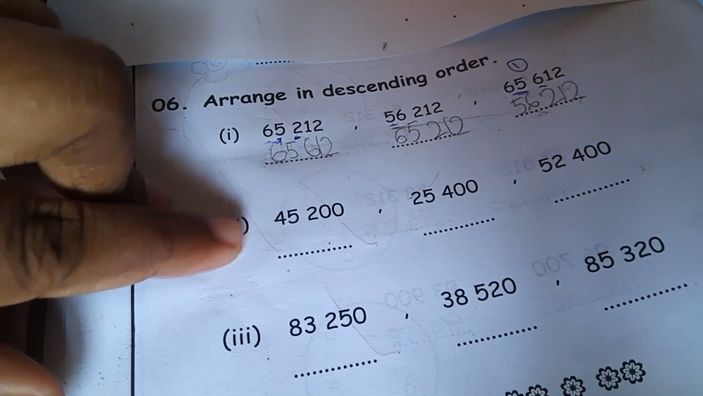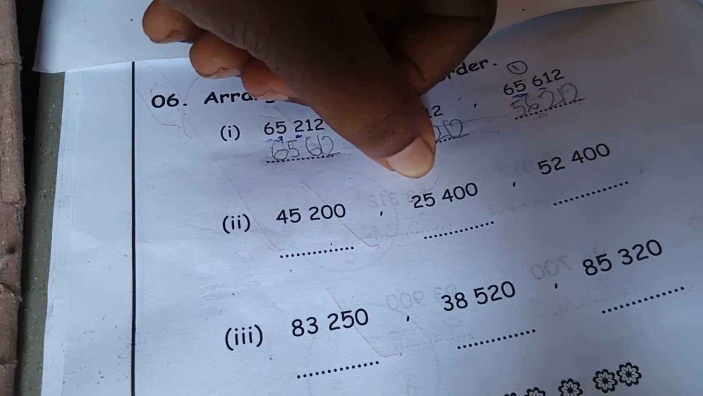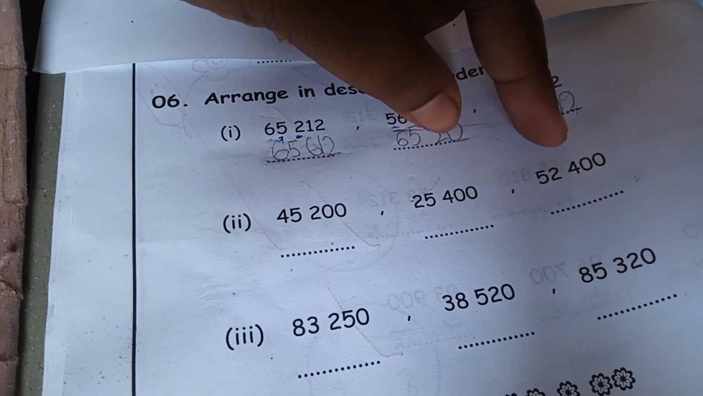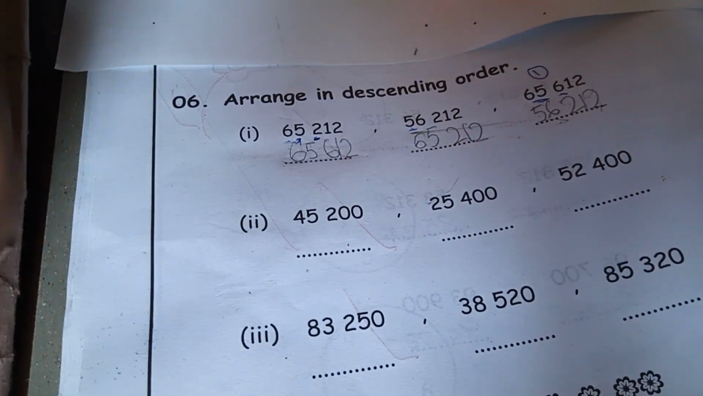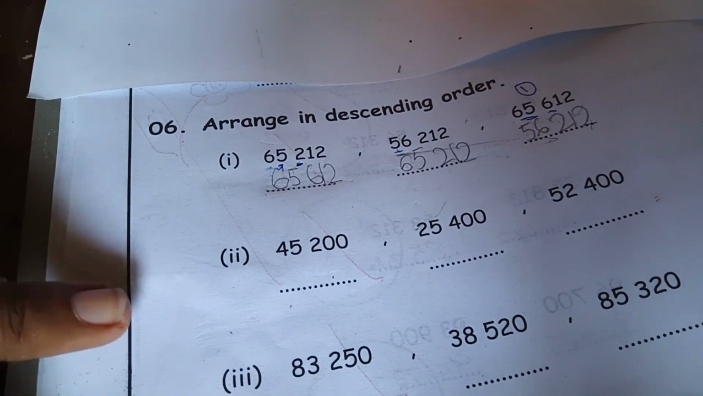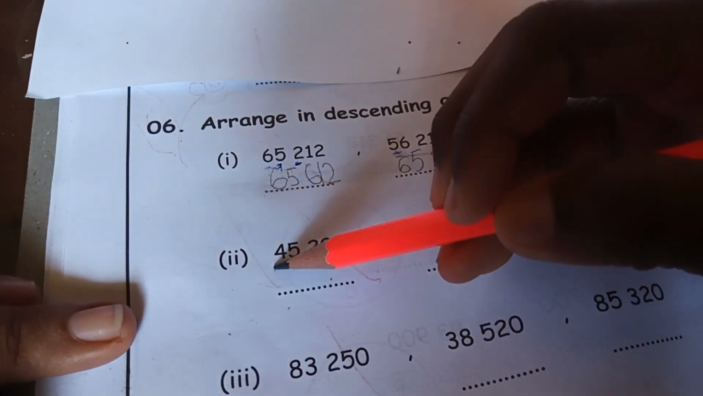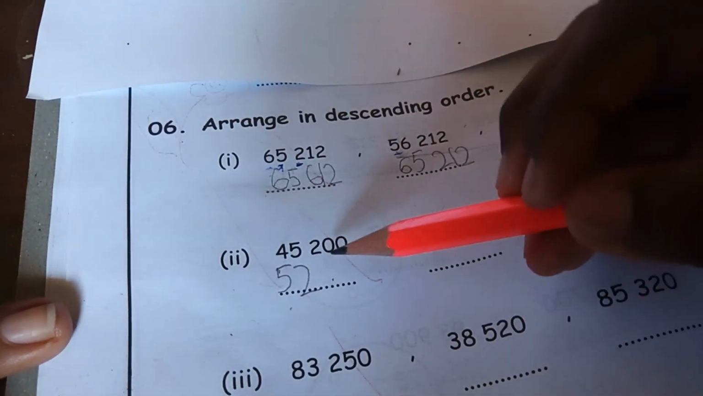Read this number. 45,200, 25,400, 52,400. Okay, from here, what's the biggest number? 52,400. Okay, right. The biggest number, the largest number, 52,400.